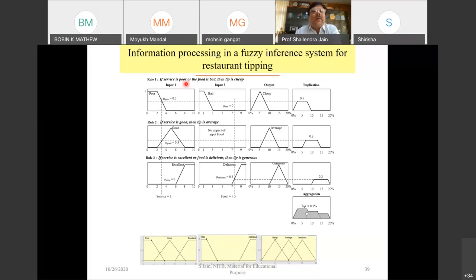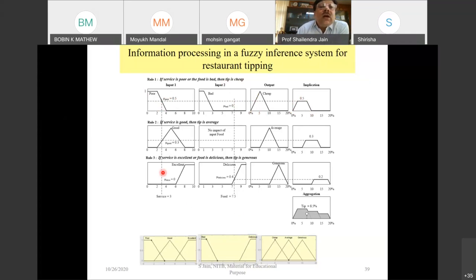If service is poor, service 3 has an intersection with the poor membership function at 0.5. Food is bad, so 7.5 with the bad membership function is at 0. I am using the OR operator, so OR of 0.5 and 0. OR is basically the max operator, so out of 0.5 and 0, I'll choose the maximum, 0.5. Then the tip is cheap. So this is my cheap membership function, truncated at 0.5, and that is my output.